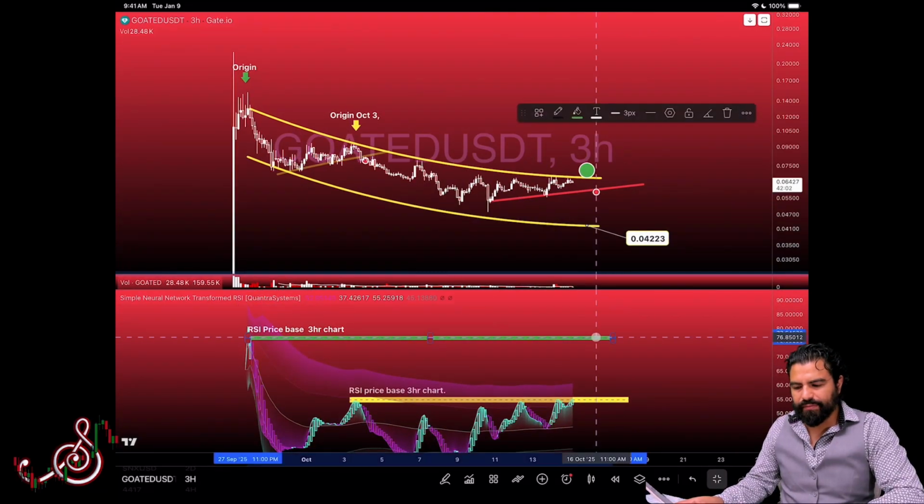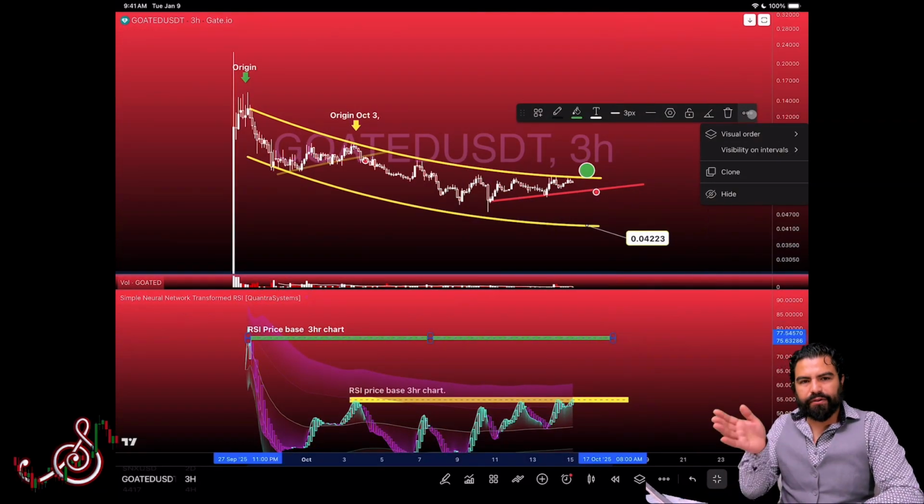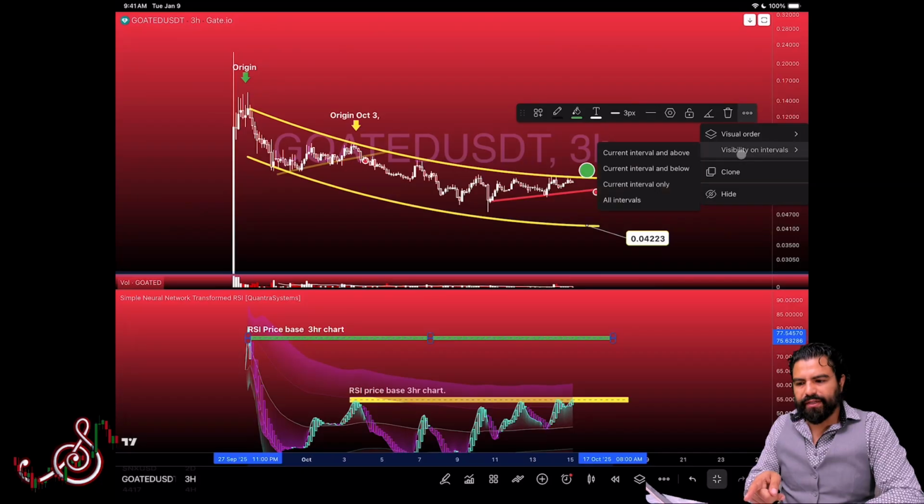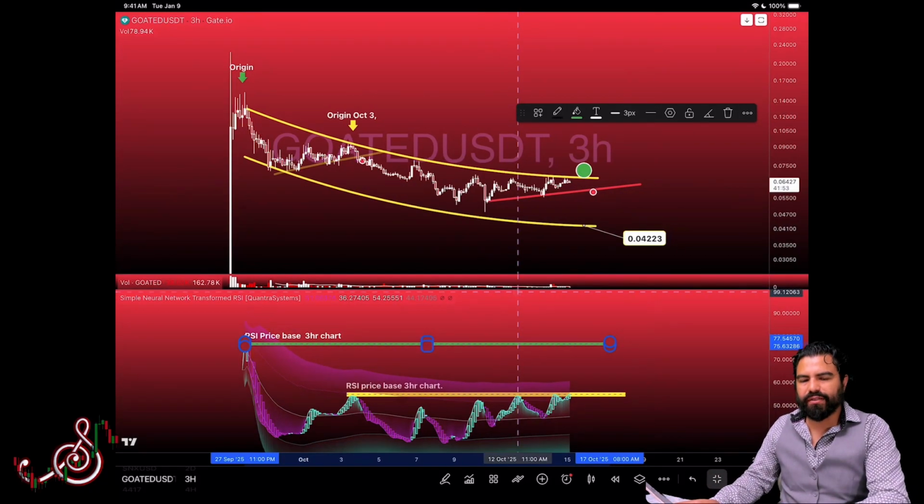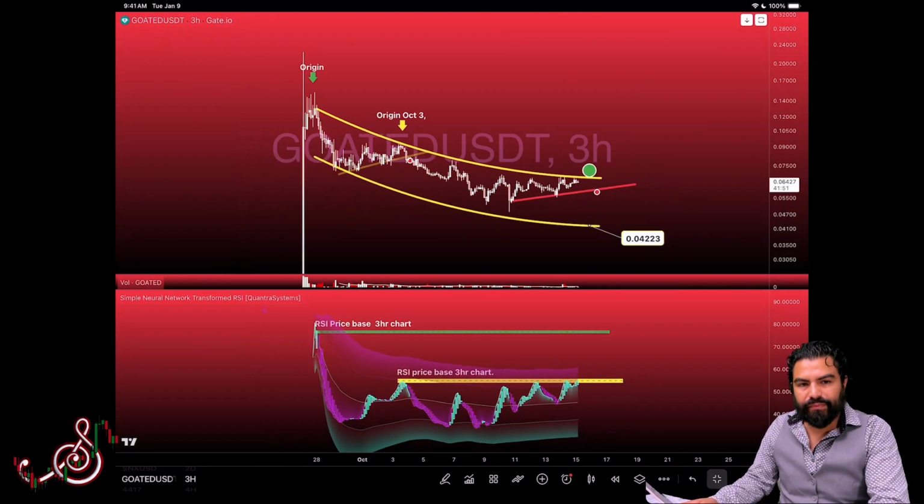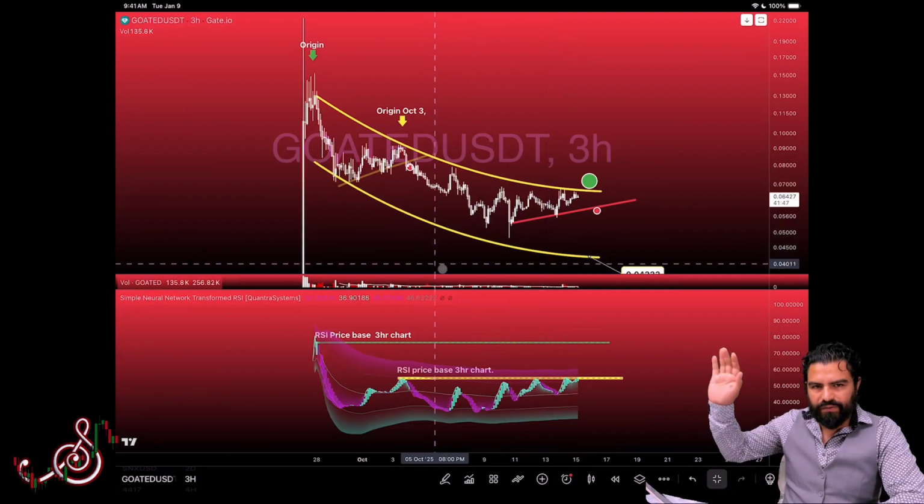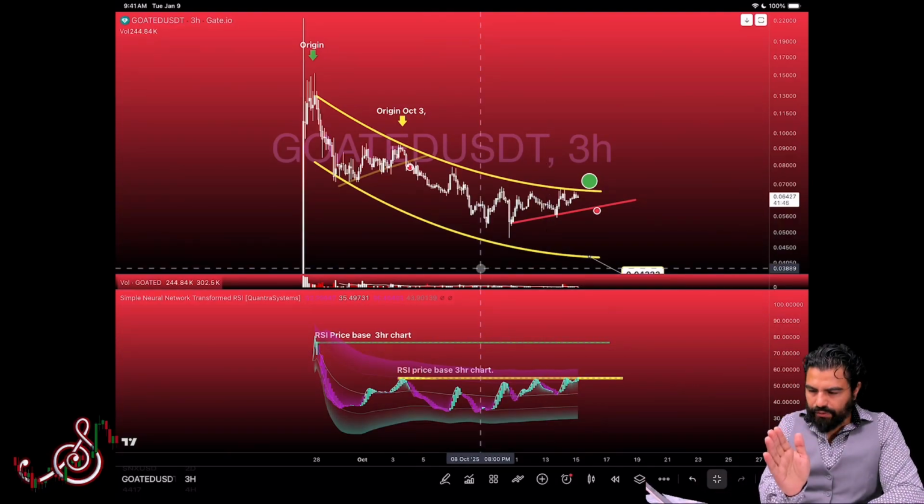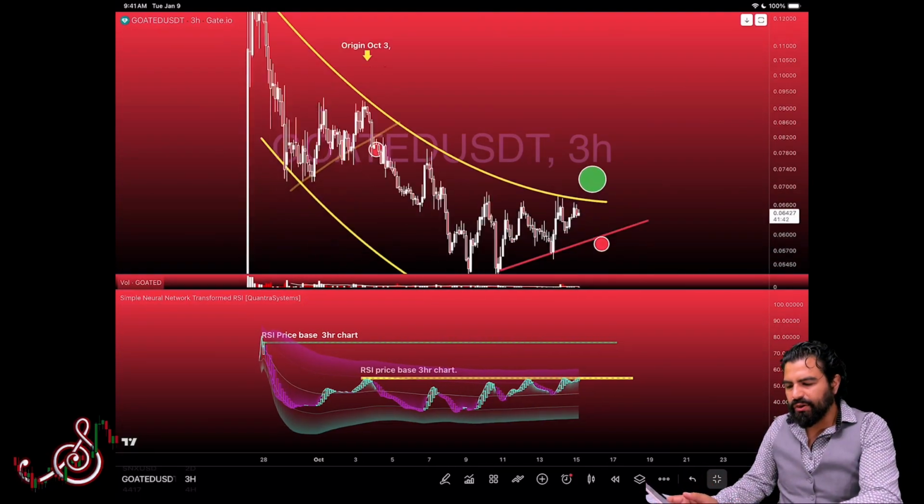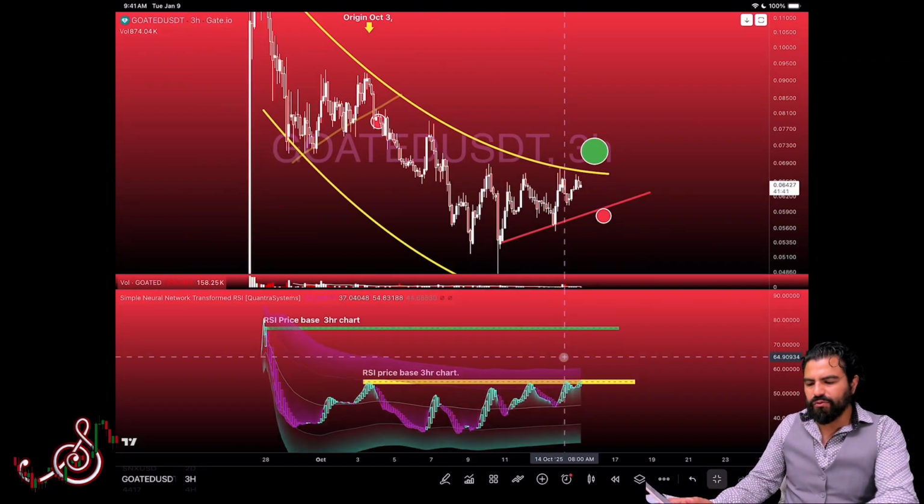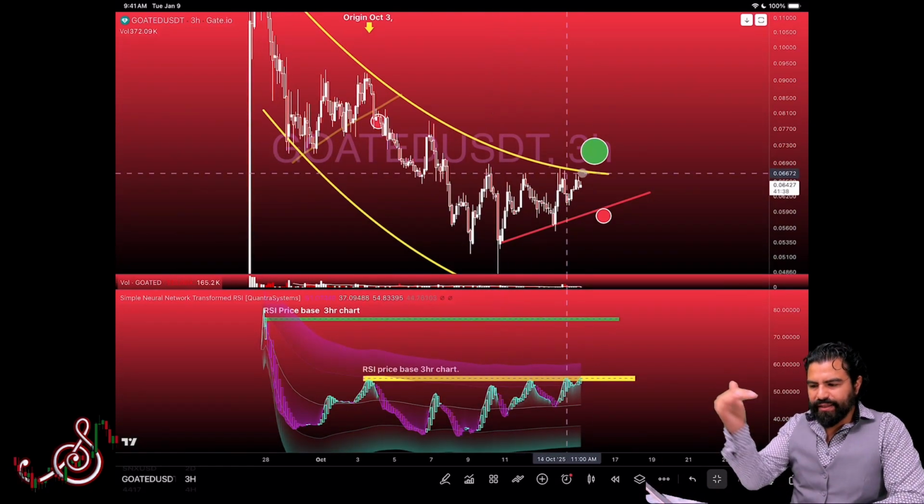The same with the other one. Click your 3 dots, visibility on intervals, current interval only. I don't want to see this on other charts like a higher time frame. It's going to mess me up. Top down approach only. We went all the way from a 12, 6, 3 hour. That's where we're at. So the 3 hour is saying, yes, a top is possibly forming in these areas.